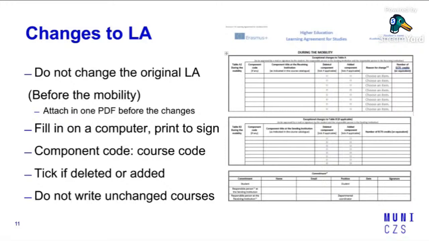So far, the process is quite similar if you make changes to the online learning agreement or to the paper version. The difference is that if you make changes to your online learning agreement, you can make everything online. In case of any doubts, please ask your home university what kind of form you should use.